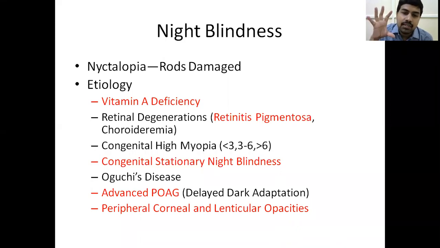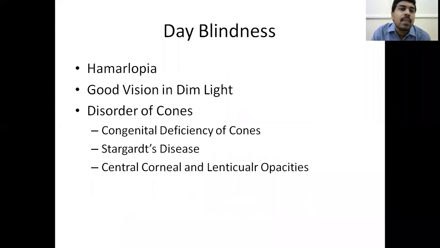When the pupil dilates, the part of the lens which has an opacity, initially it was covered by the constricted pupil, but now it gets exposed to light and thereby causes scattering of the light and blurring of vision. So peripheral corneal and lenticular opacities or cortical cataract usually causes night blindness, whereas a nuclear cataract usually causes day blindness. Okay, so day blindness, the technical term is hemeralopia.